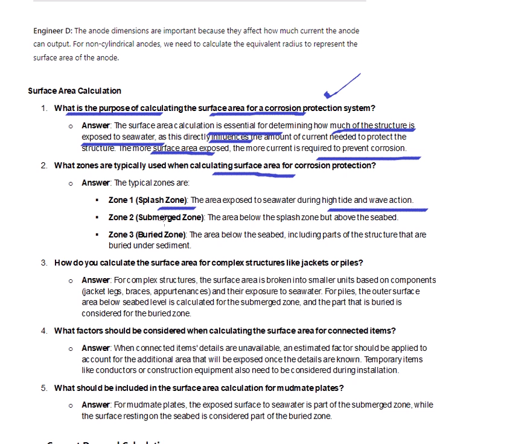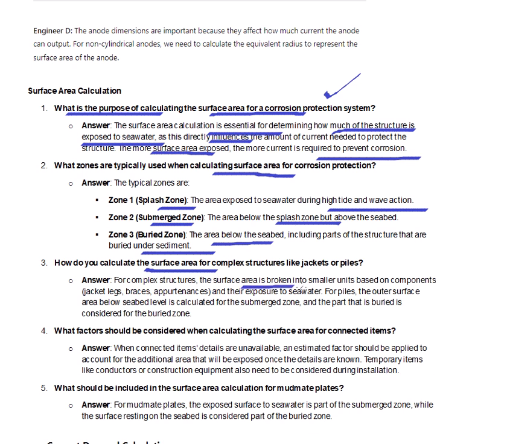Area exposed to seawater. Submerged zone is nothing but the area below splash zone but above the seabed. Buried zone is nothing but the area below the seabed, including the parts of the structure that are buried under sediment. How do you calculate the surface area for complex structures like jacket and piles?